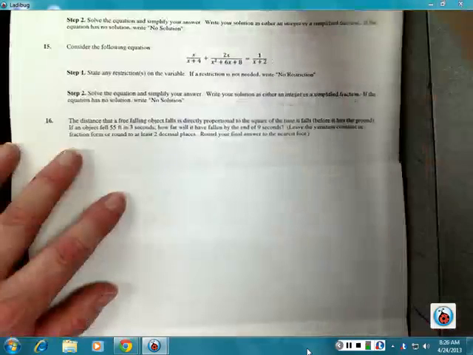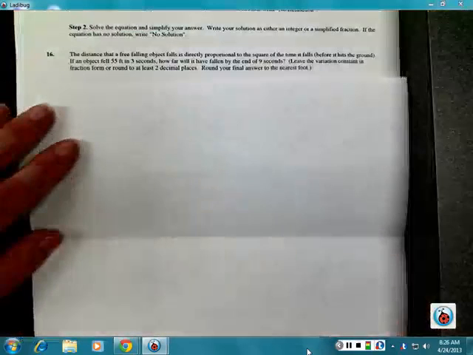16, your friends. The things you have loved all semester long. Ooh, a story problem. It says the distance that a free-falling object falls is directly proportional to the square of the time it falls before it hits the ground. If an object fell 55 feet in 3 seconds, how far will it have fallen at the end of 9 seconds? Leave your variation constant in fraction form or round to at least 2 decimal places.